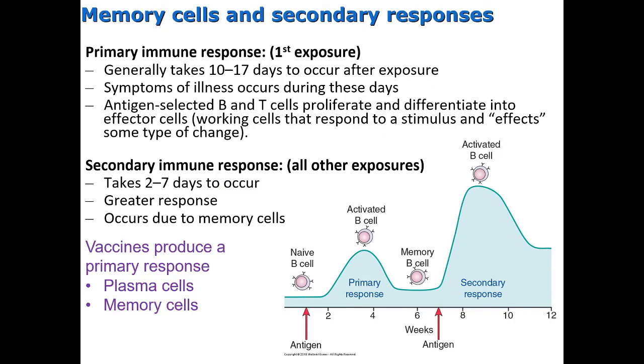In this recording, Chapter 11, Part 3, we're going to talk about memory cells and antibodies. We're going to talk about their roles in secondary immune responses, and then we'll more specifically address the antibodies of the immune system.